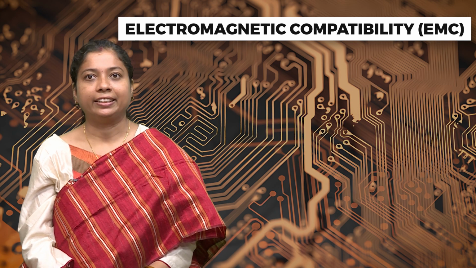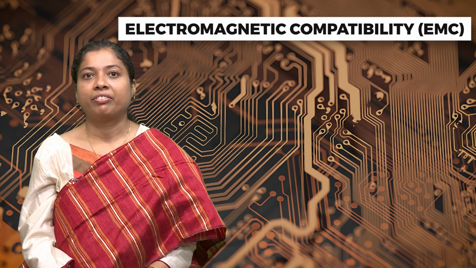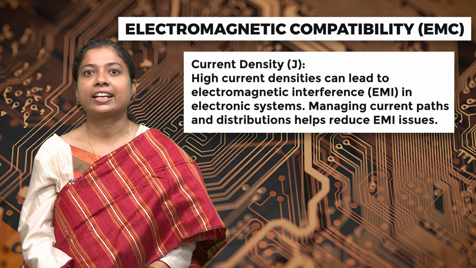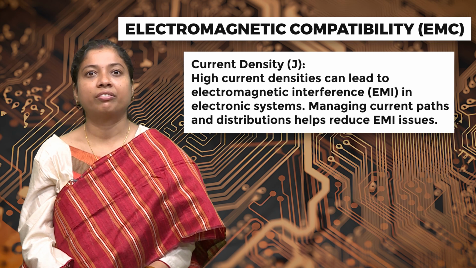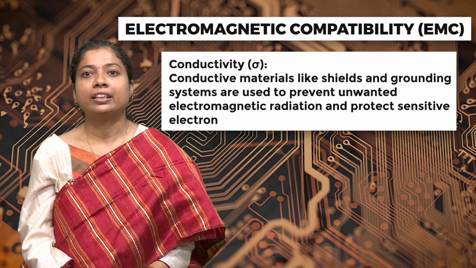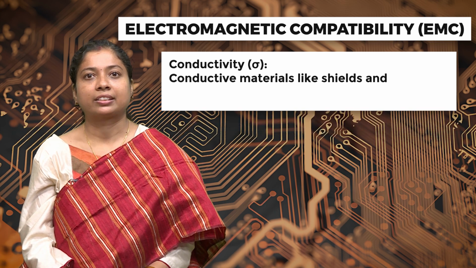Electromagnetic compatibility (EMC): in that field, current density plays a very important role. High current densities can lead to electromagnetic interference (EMI) in electronic systems. Managing current paths and distribution helps reduce EMI issues. Conductivity: conductive materials like shields and grounding systems are used to prevent unwanted electromagnetic radiation and protect sensitive electronics.